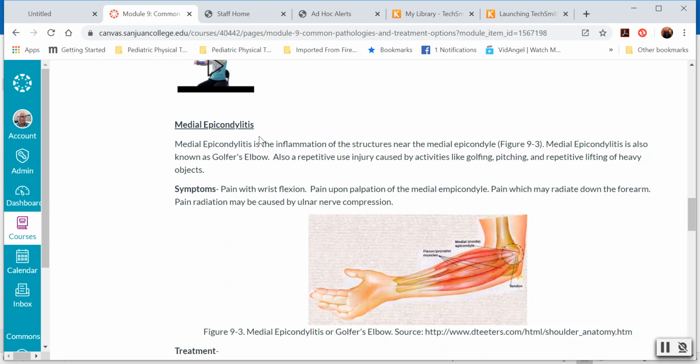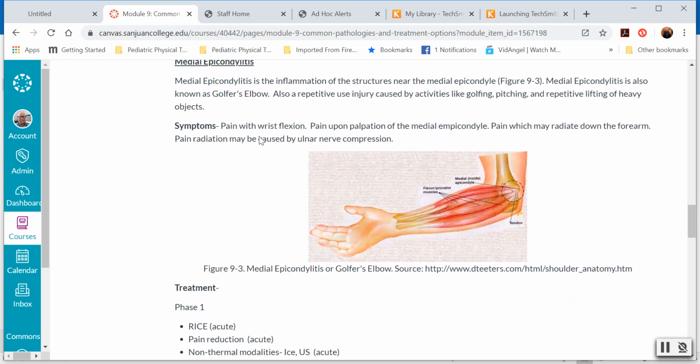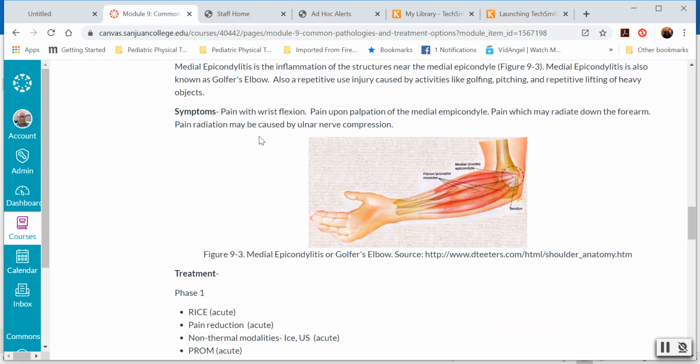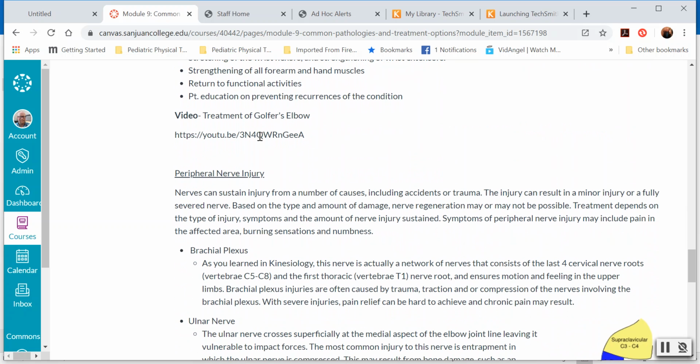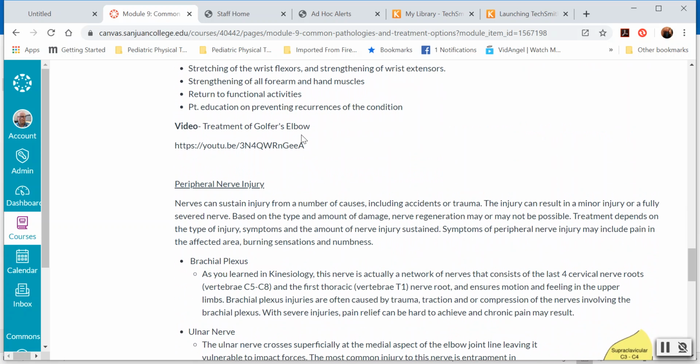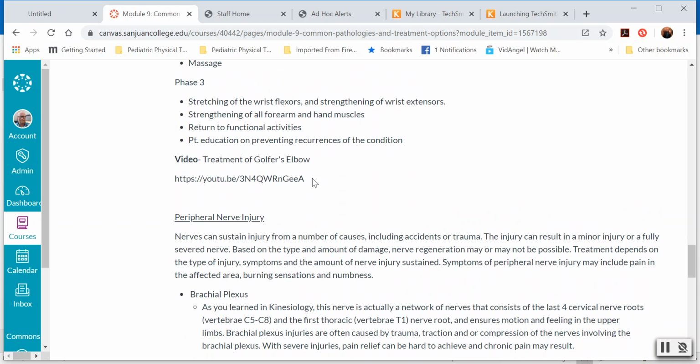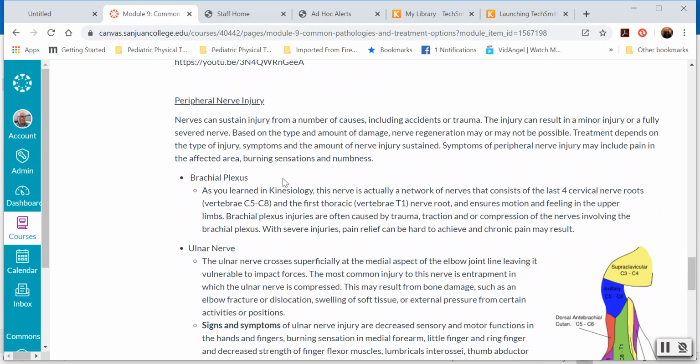Medial epicondylitis is just the opposite. They call it golfer's elbow because it's caused by overflexion. Treatment is very similar, except you're just treating the other condyle. So not a lot there. And for some reason the link there is broken, so I'll try and look at that and get it fixed.